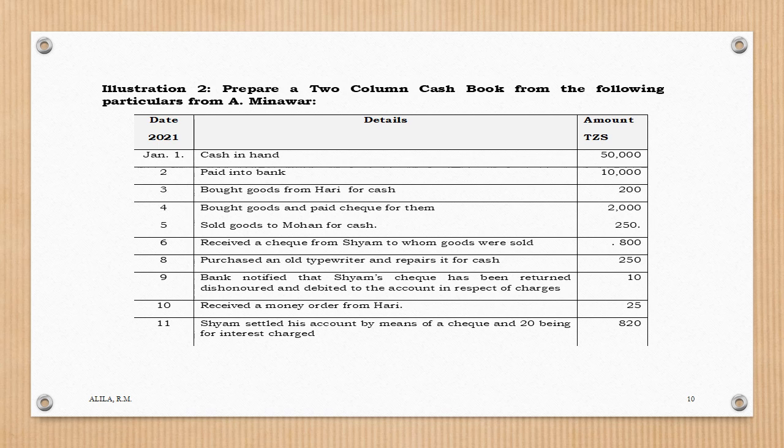Purchased an old typewriter and repaired it for cash 250. The bank notified that Sharam's check has been returned dishonored. They debited the account with respect to that with 10,000. Received a money order from Harry 25. Sharam settled the account by means of check, with 20 being interest charged, 820.